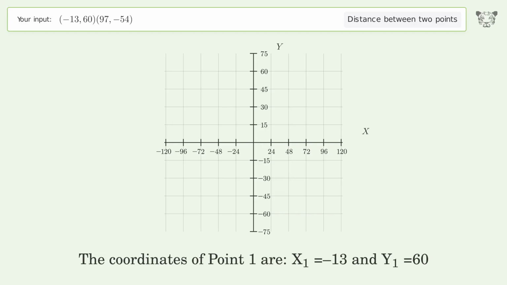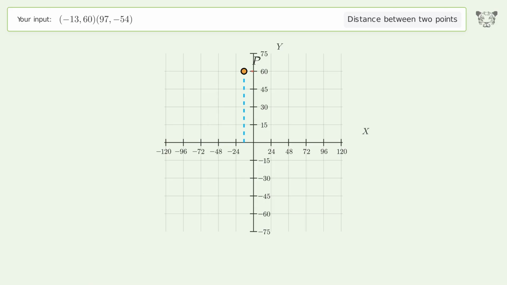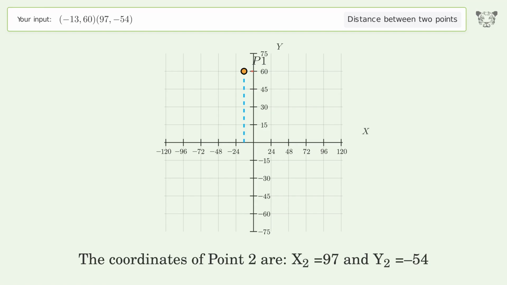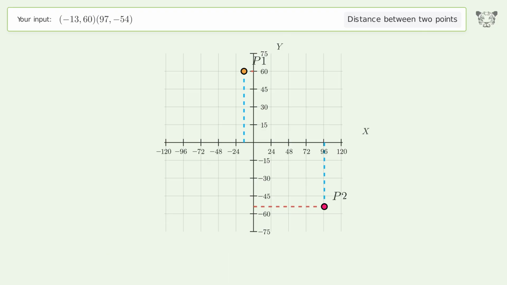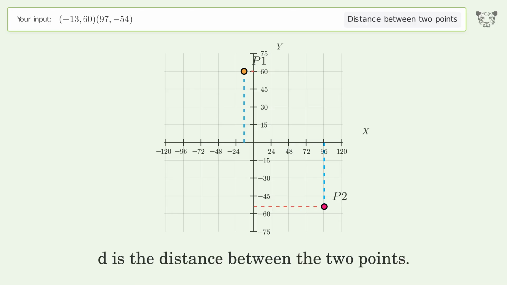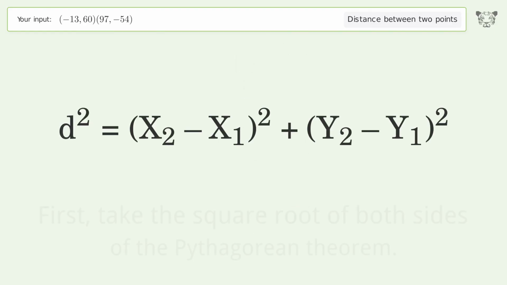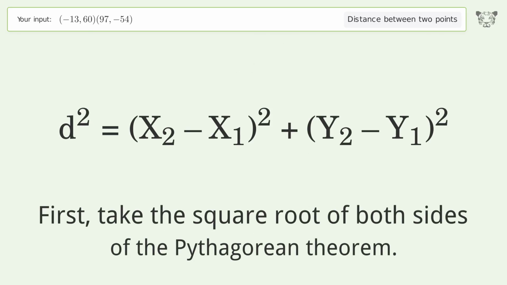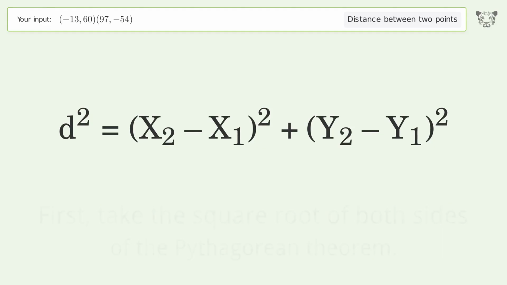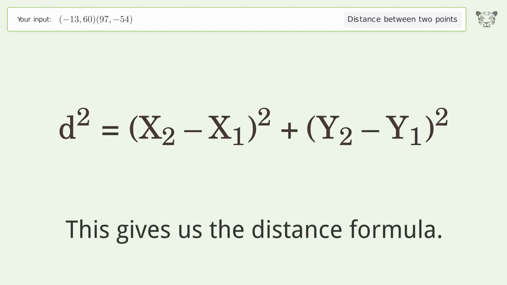The coordinates of point 1 are x1 equals -13 and y1 equals 60. The coordinates of point 2 are x2 equals 97 and y2 equals -54. D is the distance between the 2 points. First, take the square root of both sides of the Pythagorean theorem. This gives us the distance formula.